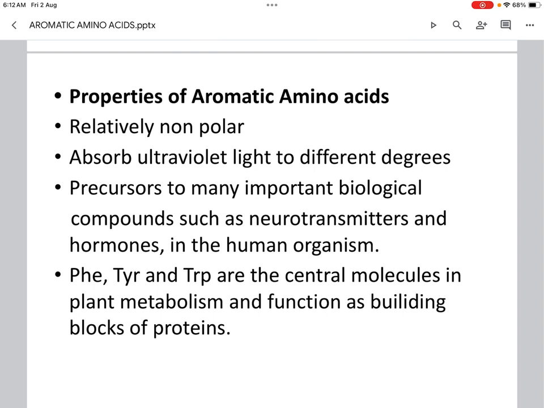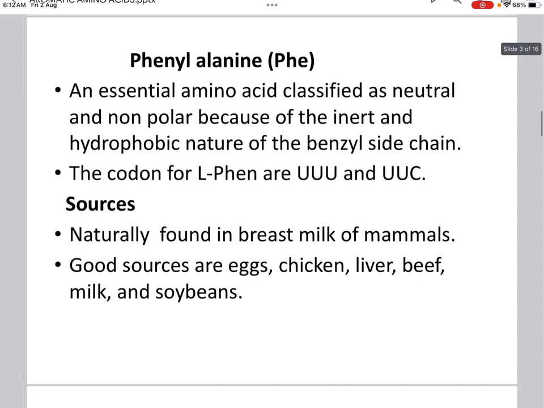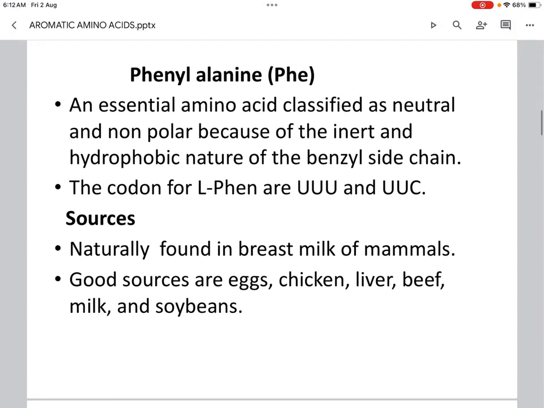These aromatic amino acids are precursors to many important biological compounds such as neurotransmitters and hormones in the human organism. Phenylalanine, tyrosine and tryptophan are the central molecules in plant metabolism and function as building blocks of protein. First one is phenylalanine. It is an essential amino acid classified as neutral and non-polar because of the inert and hydrophobic nature of the benzyl side chain.